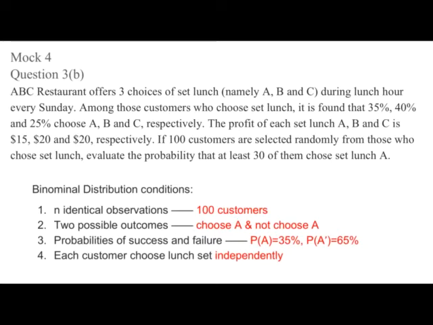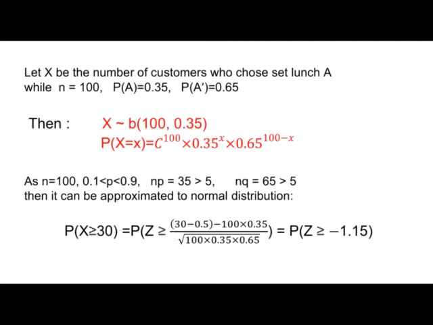In this case, we have 100 customers, which are identical observations. They have 2 possible outcomes, that is, choose A and not choose A. The probability of choosing A equals 35%. And last, each customer chooses lunch set independently. So we can use the binomial distribution in this case. We let X be the number of customers who choose set lunch A. Then we can get the notation of the binomial distribution as the red word.